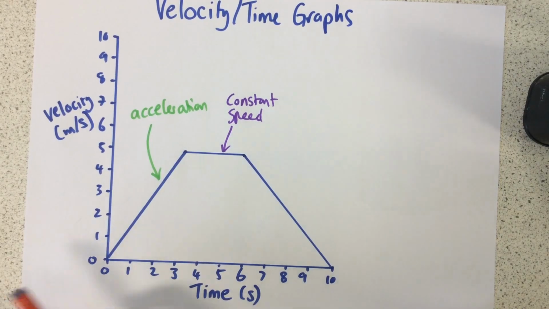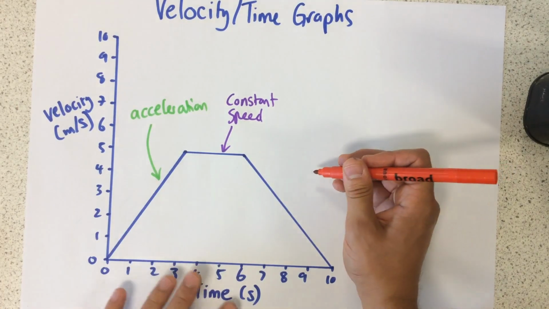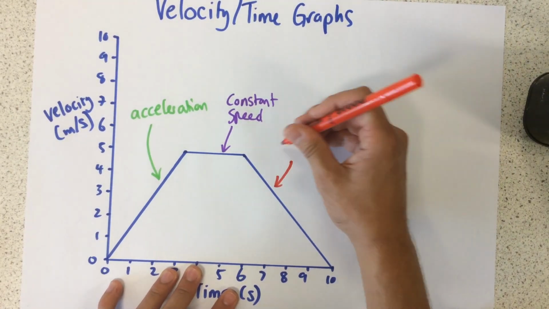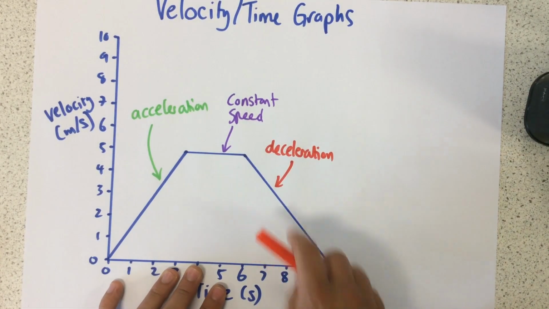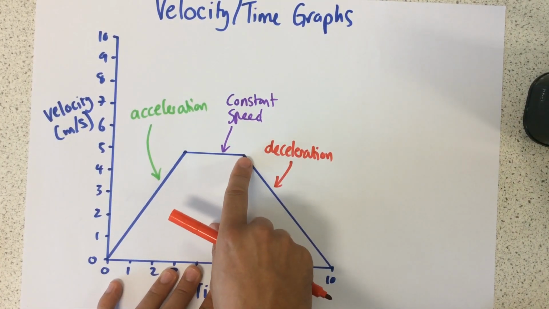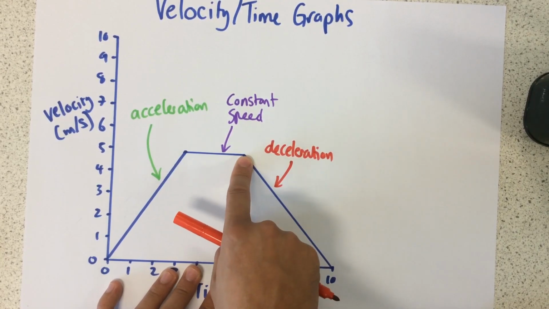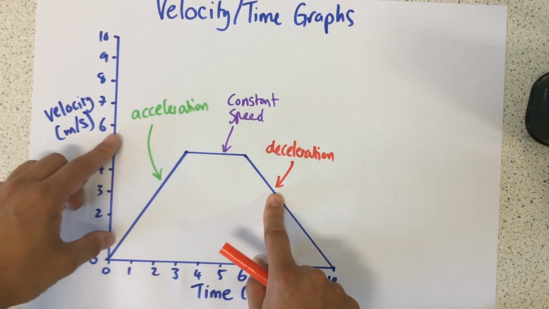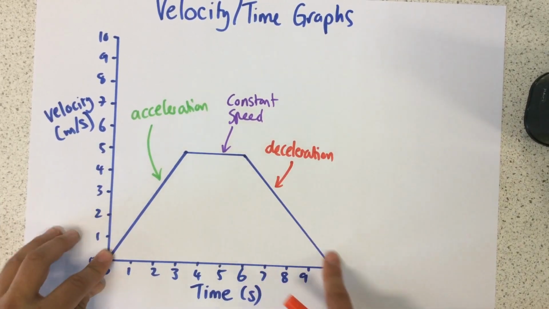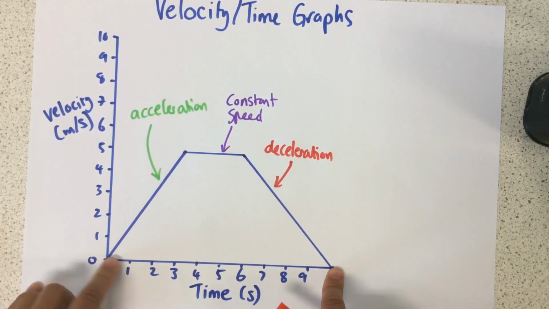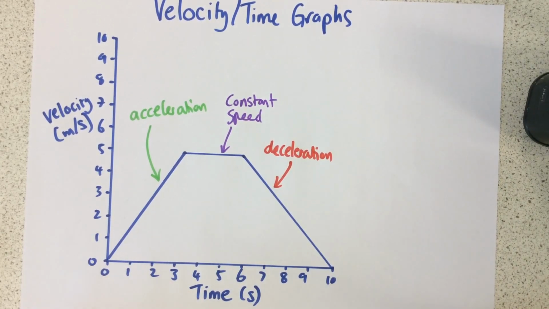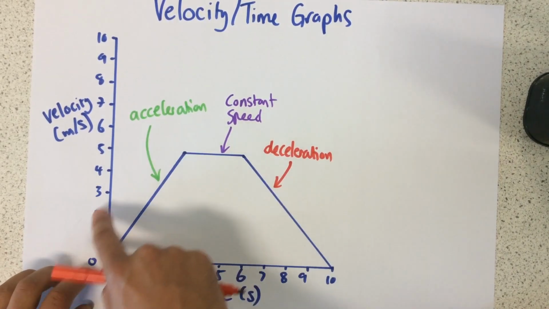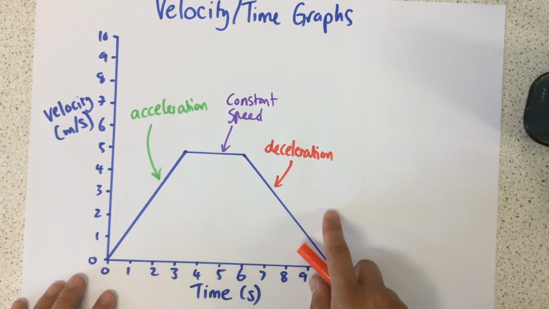Now finally, if we have this part here, a line going down, it means we have deceleration. That just means it's getting slower, it's slowing down, because at the top here it's travelling at 5 meters per second, but over time its velocity is getting less and less, which means it's getting slower and slower until we get down to here at 0 meters per second, which means the object is stationary. So as a little reminder, this object accelerated, moved at a constant speed, then slowed down, it decelerated.